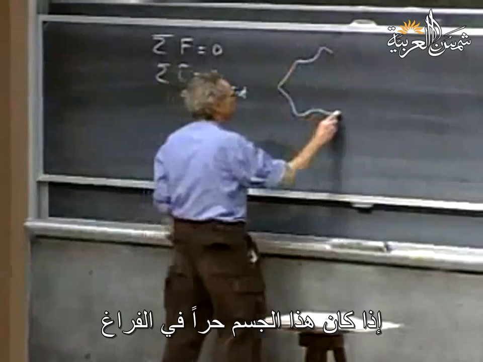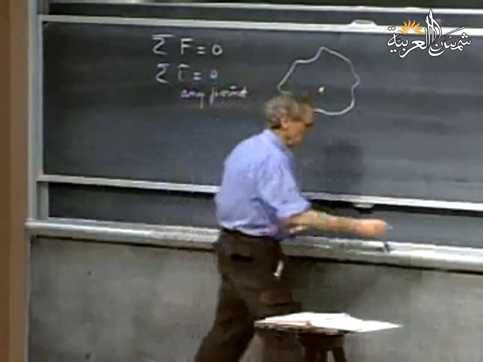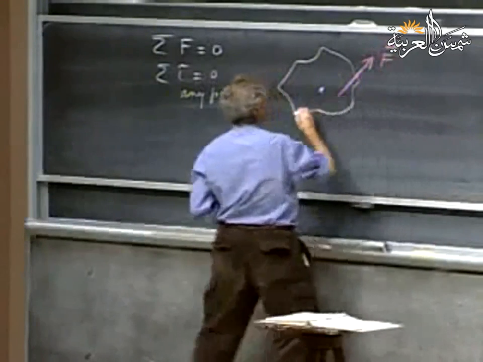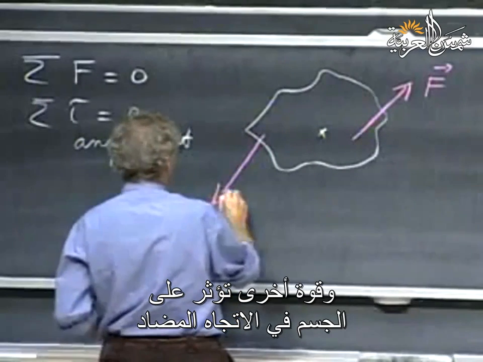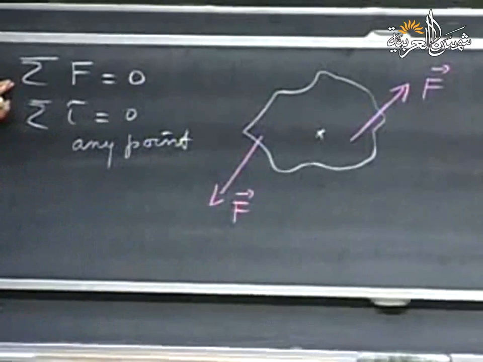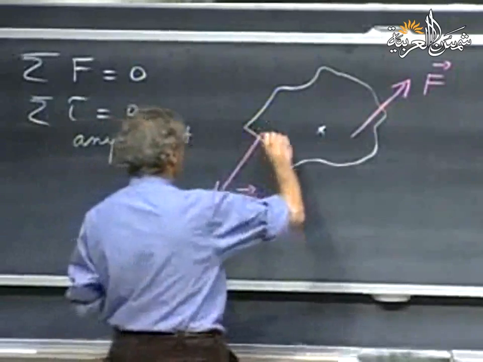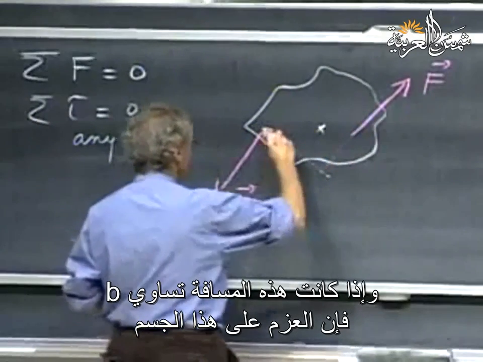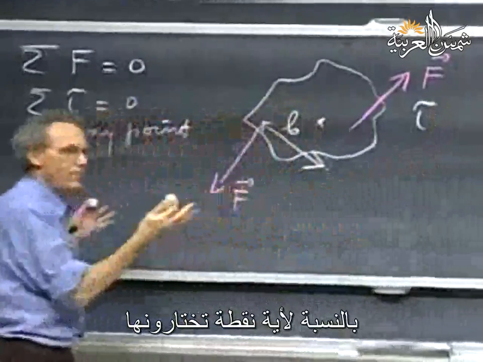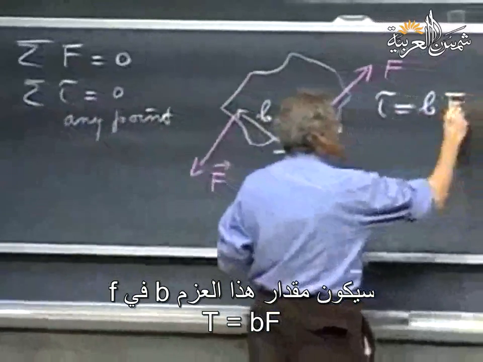If this is an object free in space, and let's say the center of mass is here, and I have a force on this object in this direction, and another force on this object in opposite direction, but equal in magnitude, then the sum of all forces is 0. But you better believe it that there is no equilibrium. There is a torque. And if this distance equals b, then the torque on that object relative to any point that you choose, it doesn't matter which one you take, the magnitude of that will be b times F.